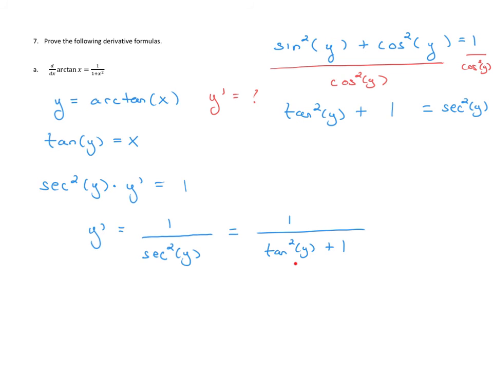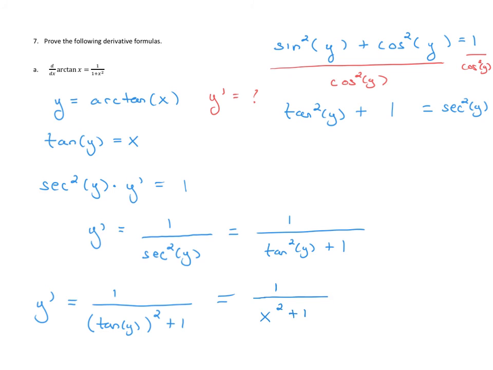Now, if you'll recall, this thing here, tangent squared of y, it's the same thing as, and maybe I'll write this down. So here's my next line. The derivative is 1 over, so tangent squared of y just means you're taking tangent of y and you're squaring it. But that's what we defined x to be equal to. X is tangent of y, so I can replace this with an x.